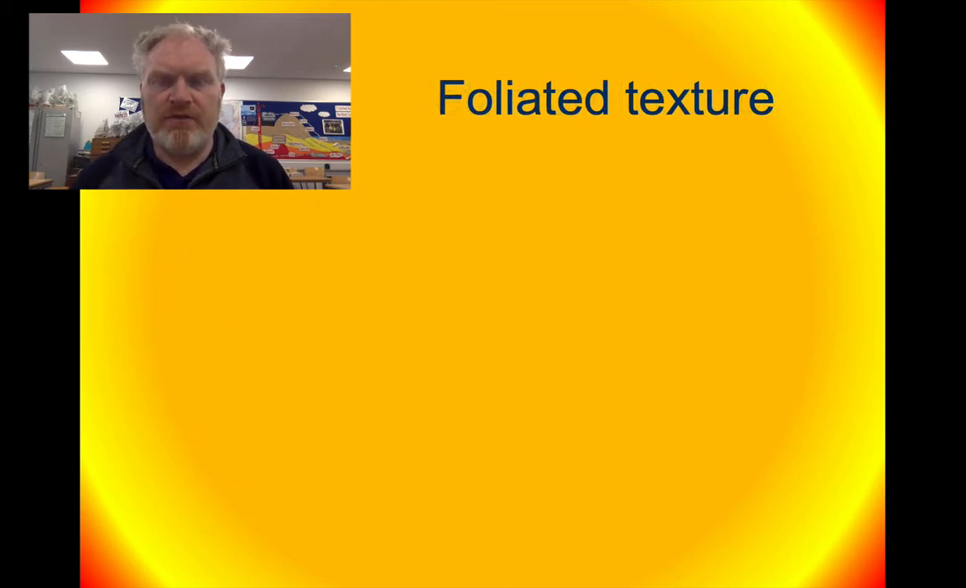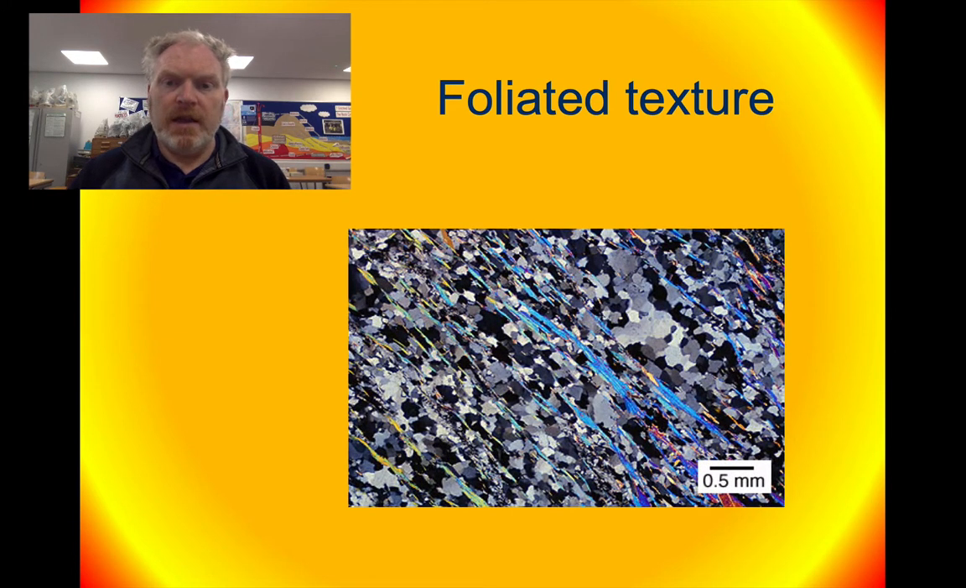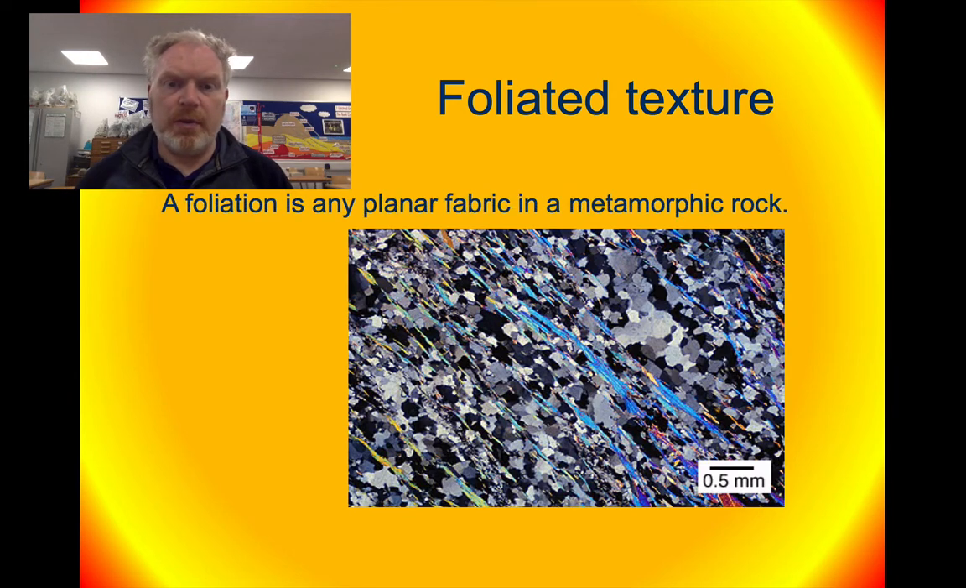Let's start by looking at foliated textures. So these are the rocks that are on the left-hand side of your handout. Now, foliation, as we've talked about before, is a planar fabric in a metamorphic rock. What that means is we have an alignment of minerals within a rock caused by those minerals growing at right angles to any pressure that's applied.